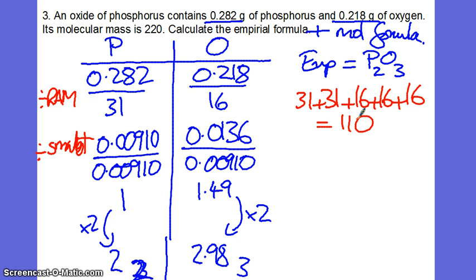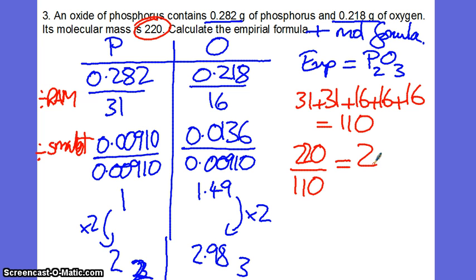Now we've been told its molecular mass is 220. So how many times does 110 go into 220? And even with my maths, I can work out it goes in twice. So we go from having its empirical formula of P2O3 to its molecular formula, which is double that, which is P4O6.